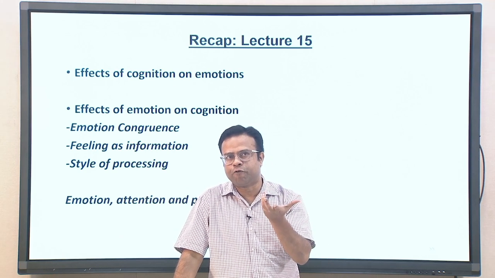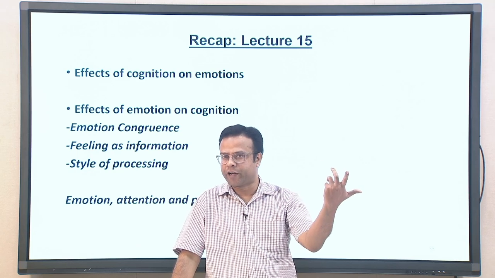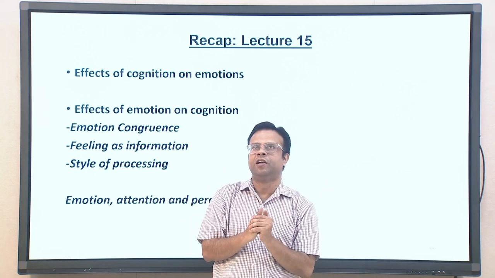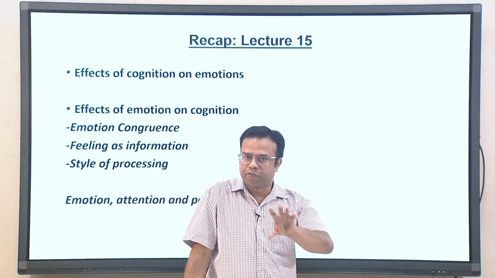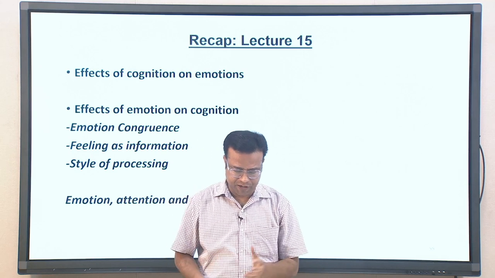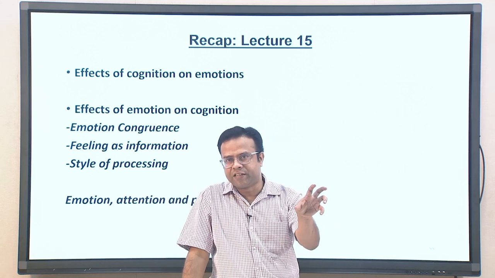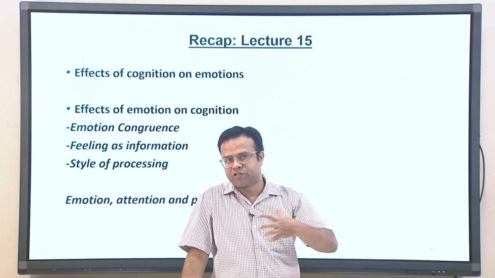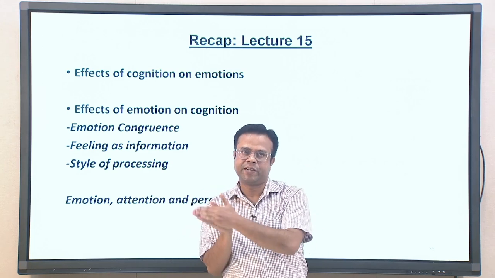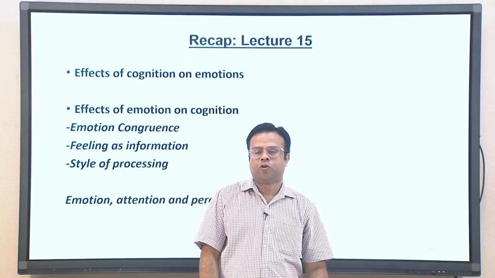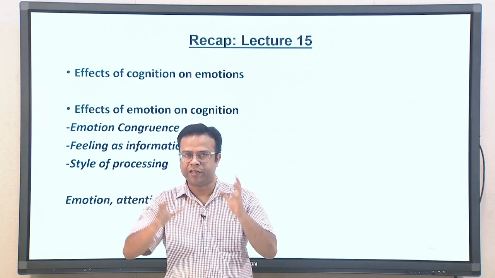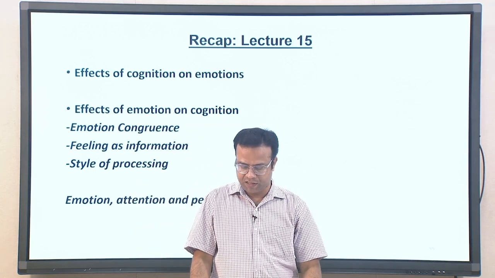So, emotions can influence processing style. Some emotions facilitate heuristic processing, while other emotions facilitate more elaborate, detailed processing. For example, most positive emotions have been found to facilitate heuristic processing. Emotions such as anxiety or sadness have been found to facilitate more elaborate processing. We also discussed in more detail how emotion influences our attention and perception. These are some of the things that we discussed in the last class.